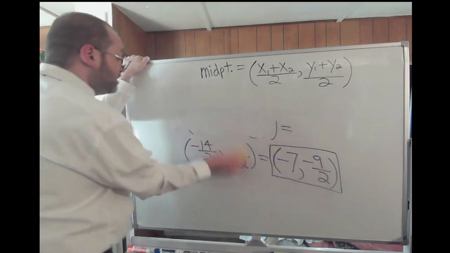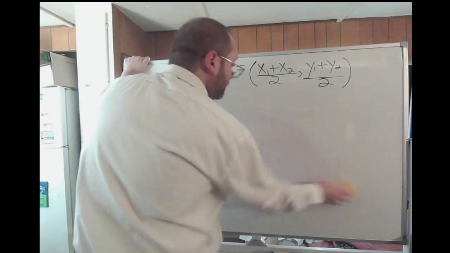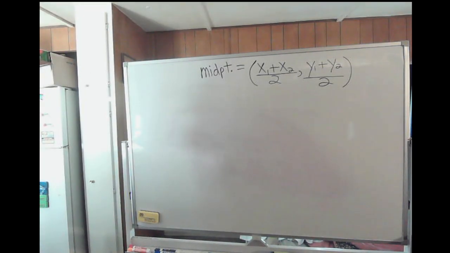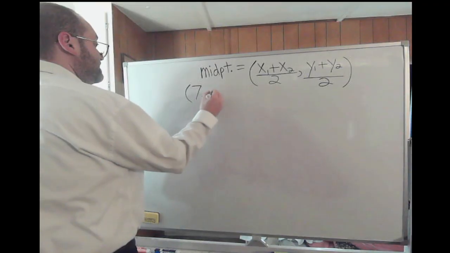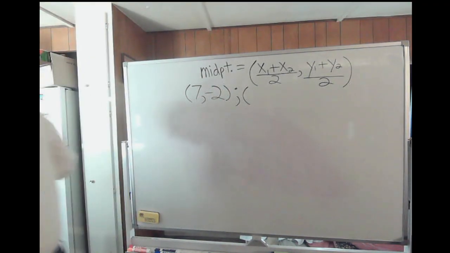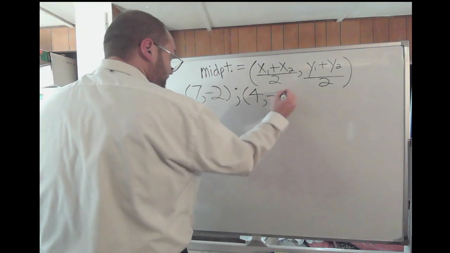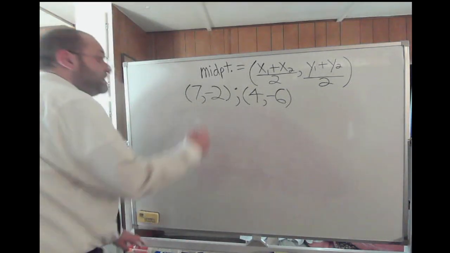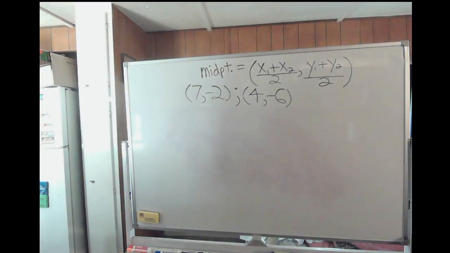And I got 1 more problem and we can call it a day. Alright, we got 7, -2. So let's see, 7, -2. And then we have 4, -6. Alright, so what we're being asked to do now is find the midpoint of 7, -2 and 4, -6.